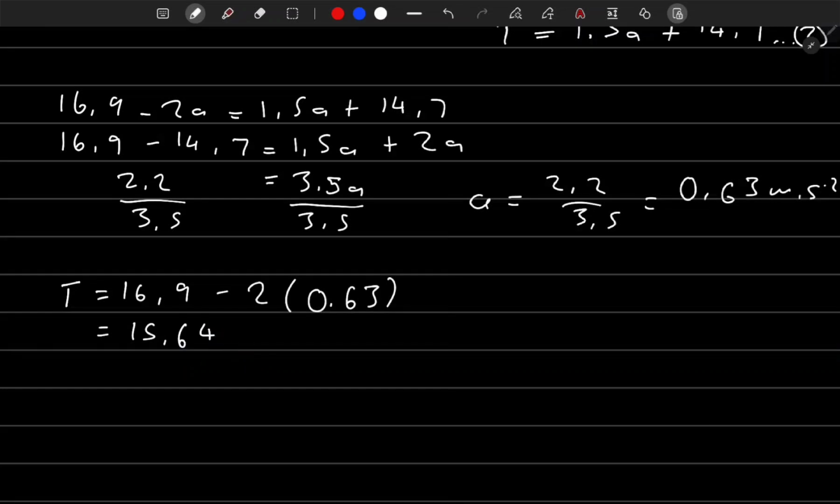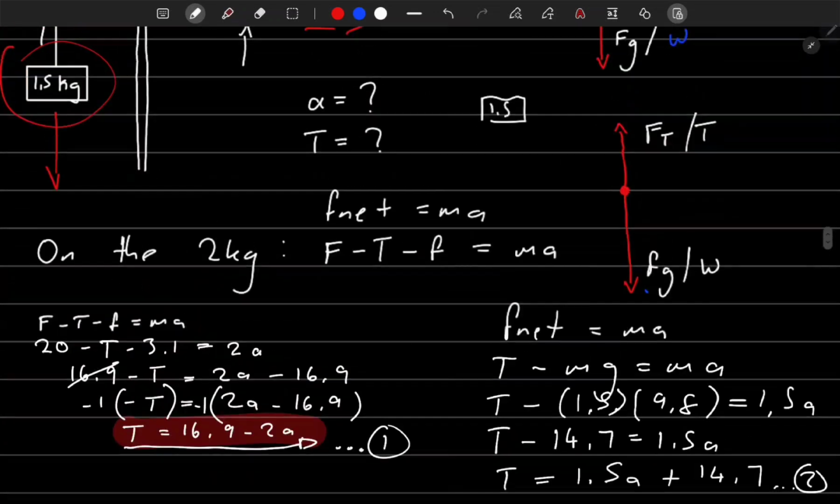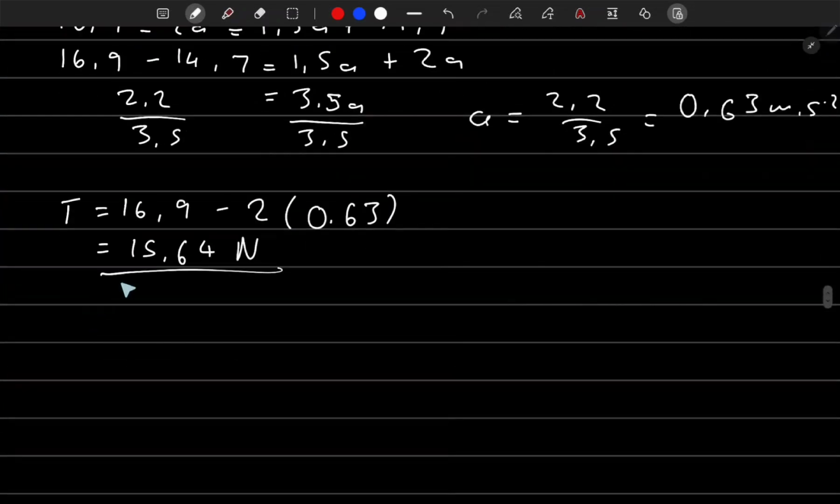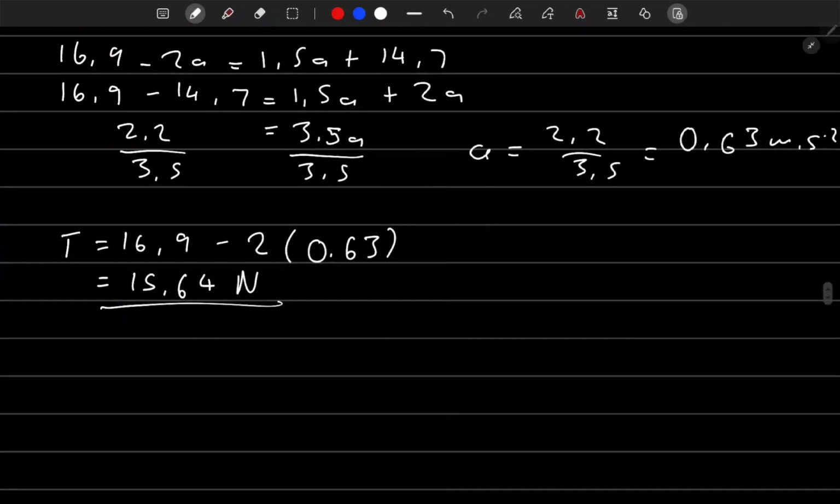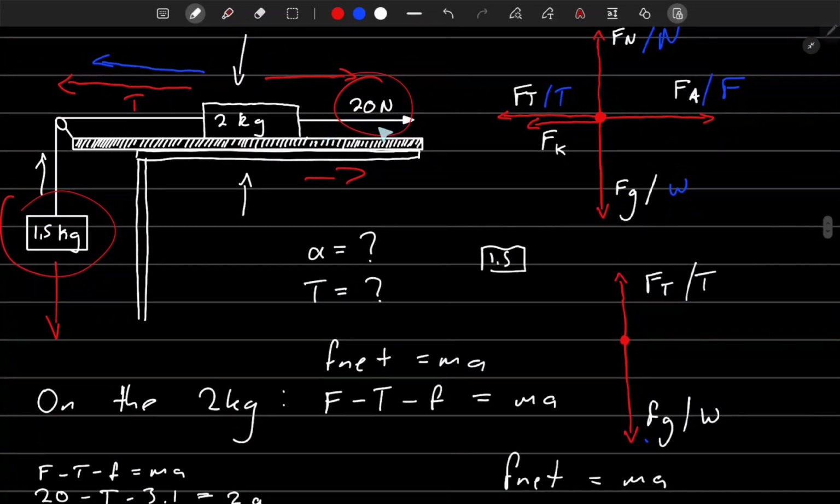What I want you to note is that this force of tension does not exceed the applied force. It's less than the applied force. That's the only reason why we're able to pull this object to the right with 20 newtons, because the tension in the rope is less than the force being applied. If we were applying 15 newtons of force to move the first block and the second block, it was not going to be able to move both of these blocks, because it was not greater than the tension being experienced.